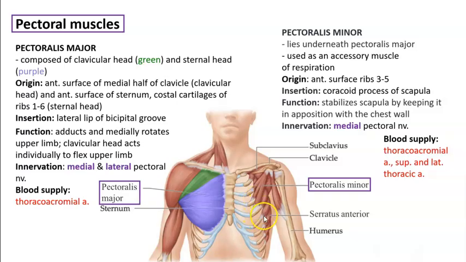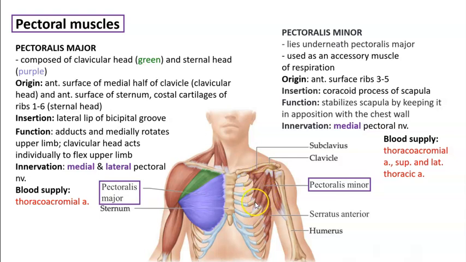It originates from the third, fourth, and fifth ribs and is inserted to the coracoid process of the scapula. If you can see, I have mentioned before that the coracoid process of the scapula is also a point of origin for the coracobrachialis muscle, from here to here.